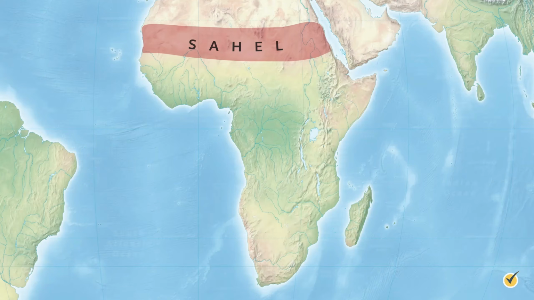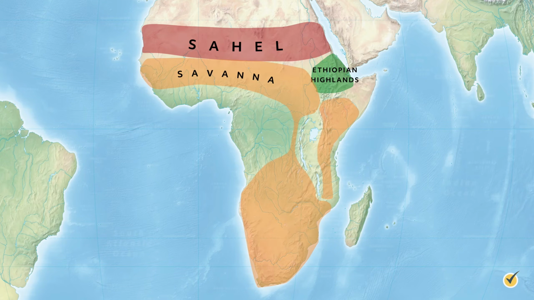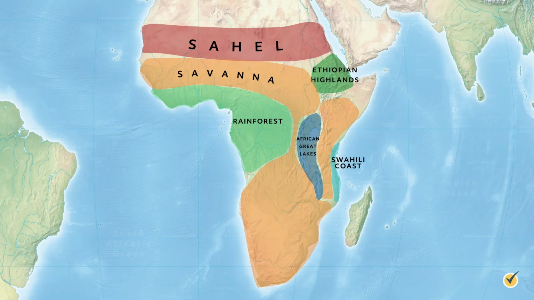Although this southern portion of Africa contains steppes and plateaus, it lacks the extended mountain chains found in the northern part of the continent and most other continental land masses. To simplify things, sub-Saharan Africa can be split into 7 major physical subregions: the Sahel, the Ethiopian highlands, the savanna, the Swahili coast, the rainforest, the African Great Lakes, and southern Africa.